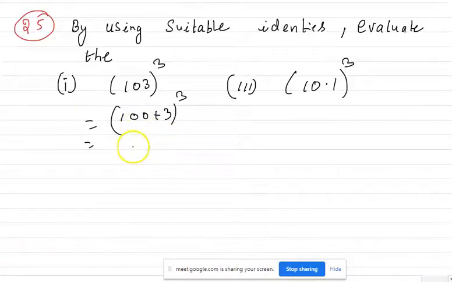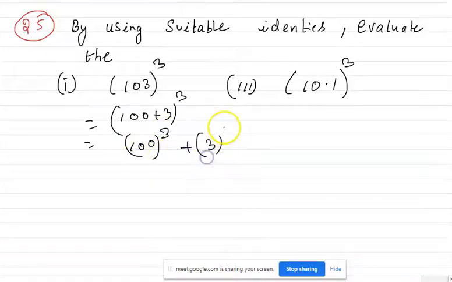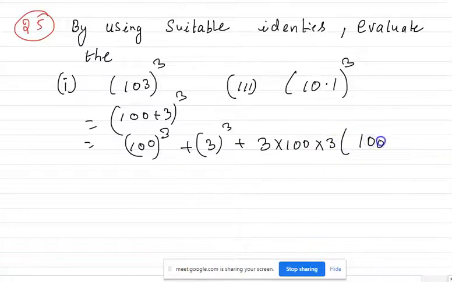A cube, what is a cube here? 100 cube plus B cube. Then I write here: A is what? 100. What is B, dear? 3. Then again I write 100. I am writing the formula. So 100 cube means, so what is the formula, you know?